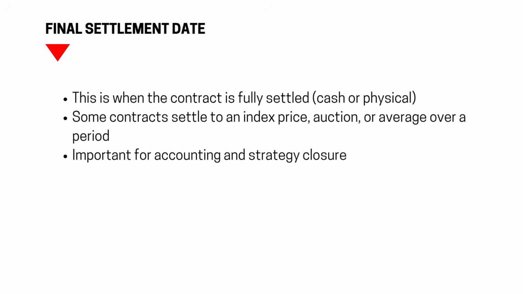Last bit on dates for the moment. The final settlement date is when the contract is fully settled, whether it's cash or physical. Some contracts settle to an index price, auction, or an average over a period, and it's important for accounting and strategy closure. So always have a mental note in your head of the final settlement date of the contract you're trading.